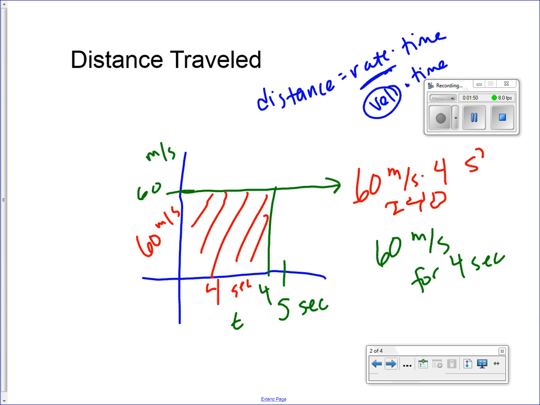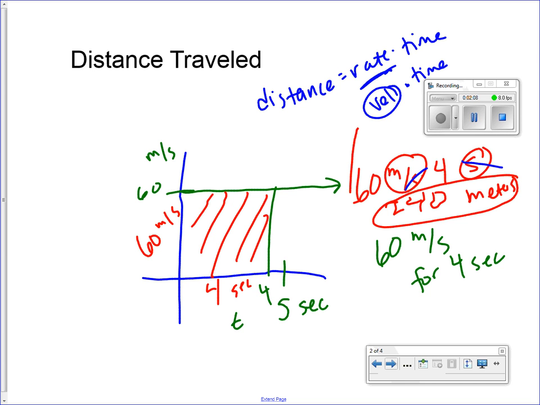And what I want you to notice is when you multiply seconds times meters per second, the seconds cancel out and you're left with meters. So that's another hint to you that multiplying will give you the distance, because distance is traveled in meters. So you can see this algebraically on the right side, and on the left side you can see this graphically.